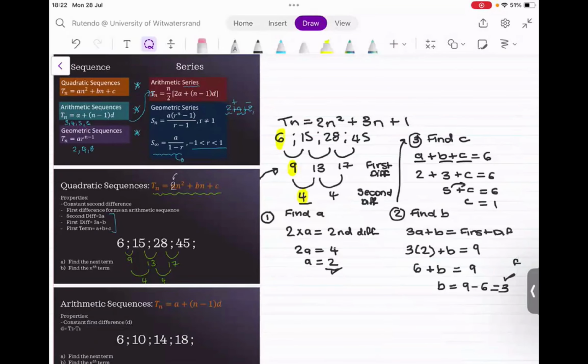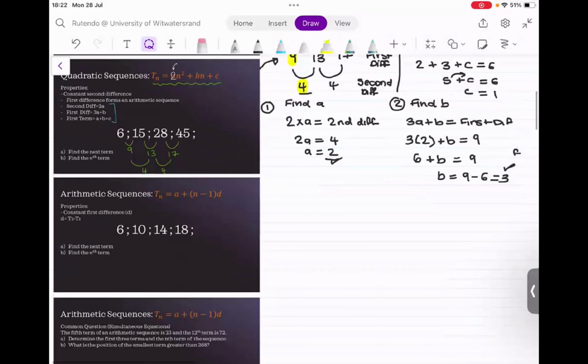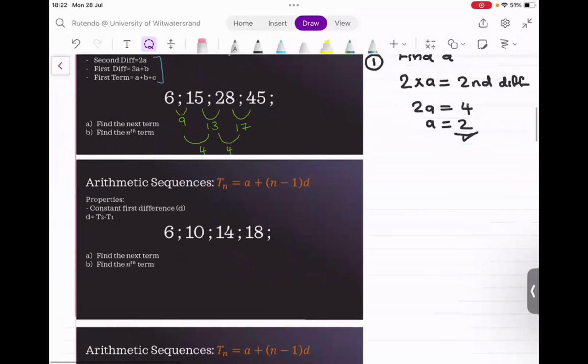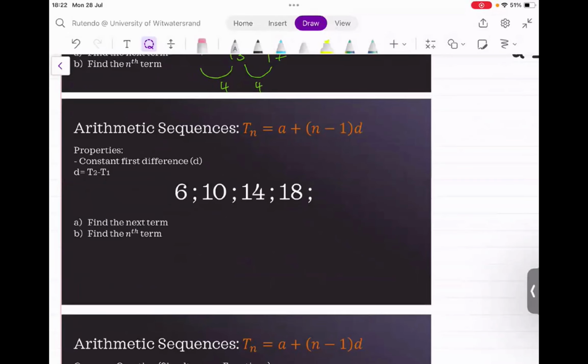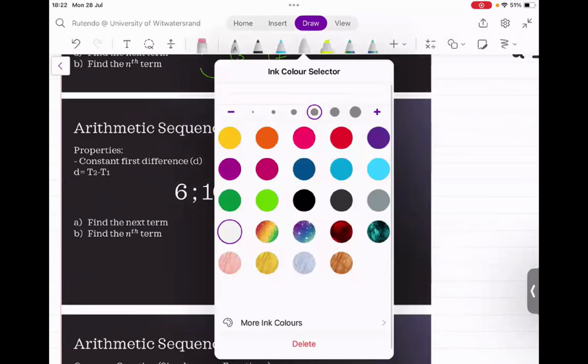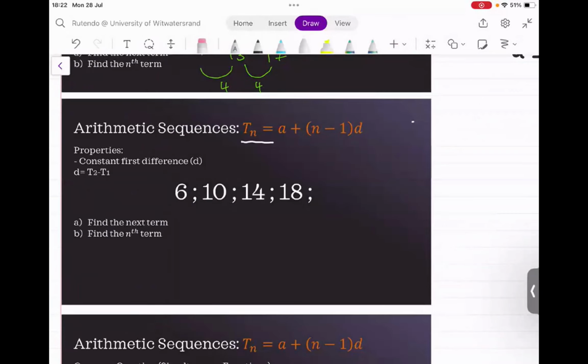Okay. So that was our quadratic number sequence, right? And then now we have our arithmetic sequence. And this one's a little bit different. It's not as complicated. This one's actually very, very nice. So this is the formula. We'll have Tn is equal to A plus n minus 1 in brackets multiplied by D.